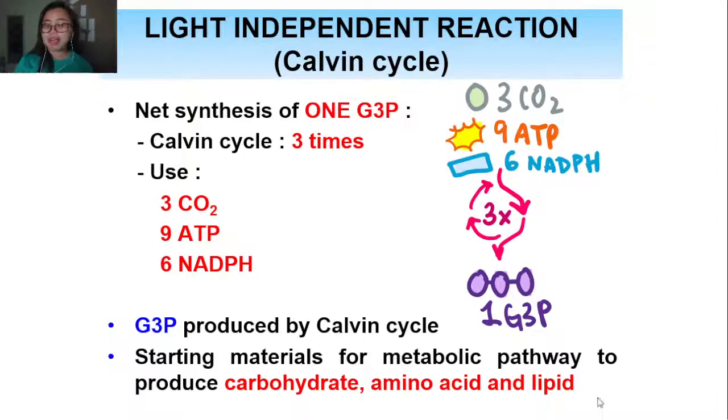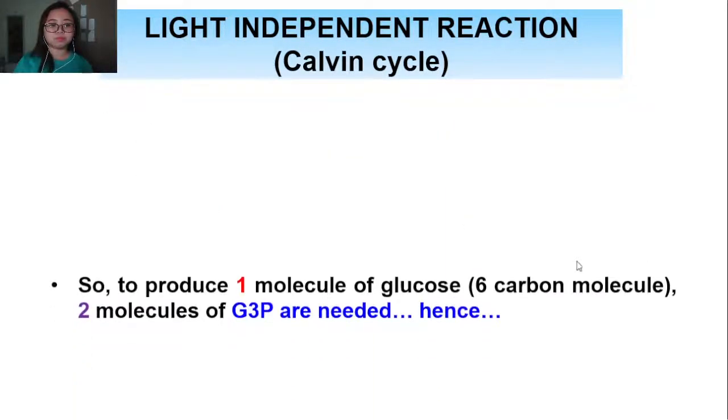amino acid, and lipids. So, secara ringkasnya kita boleh cakap G3P ini yang terhasil daripada 3 round Calvin cycle boleh digunakan untuk membuat carbohydrate, contohnya glukos, tapi kita boleh juga gunakan G3P ini untuk membina amino acid dan juga lipid. Okay, so that is the net synthesis of 1 G3P.